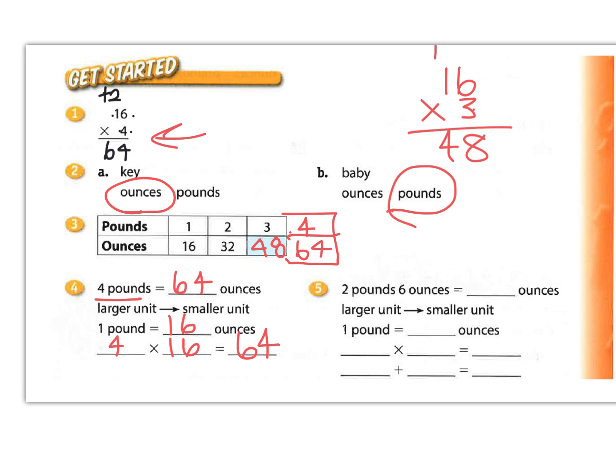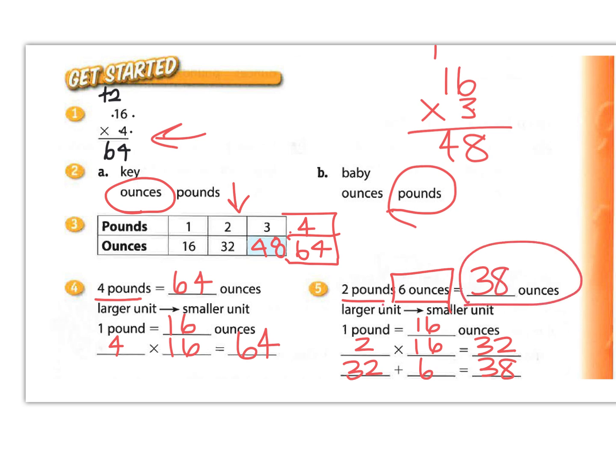So now here we have 2 pounds, 6 ounces. Well, 2 pounds equals 32 ounces. So we know 1 pound equals 16 ounces, so 2 pounds times 16 equals 32. Then we do 32 plus this extra 6 ounces. 32 plus 6 is 38. So 2 pounds, 6 ounces is the same as 38 ounces. We had to convert the 2 pounds first to 32 ounces, and then we added that other 6 ounces.